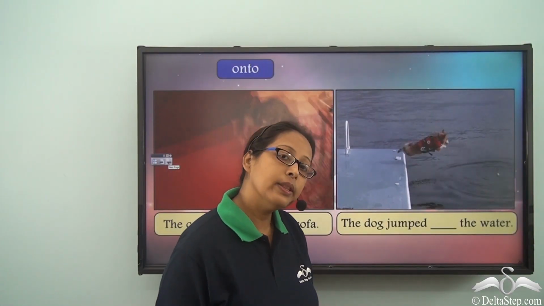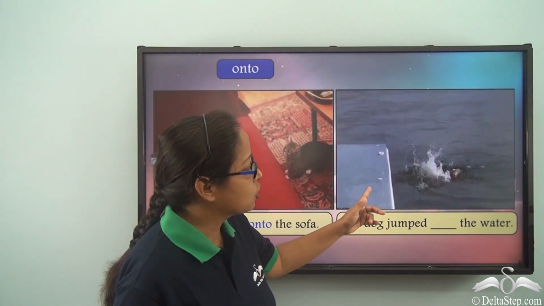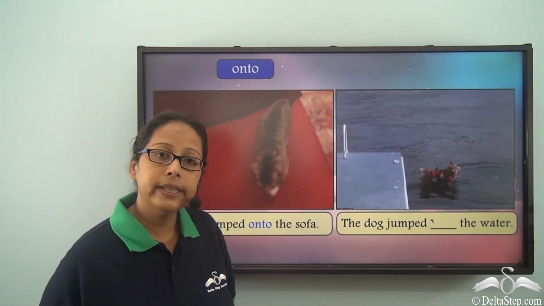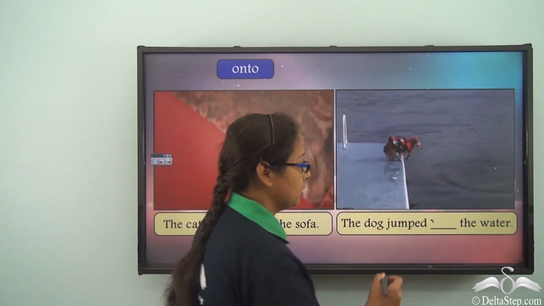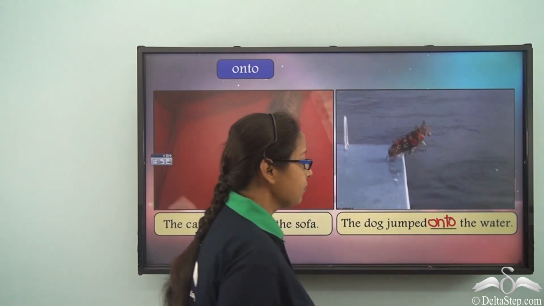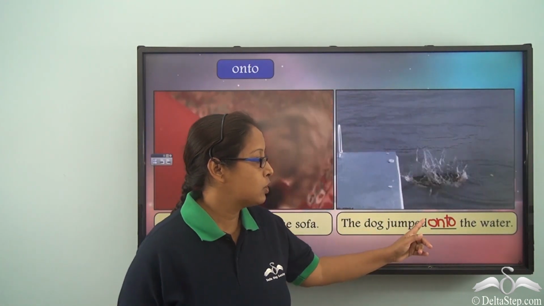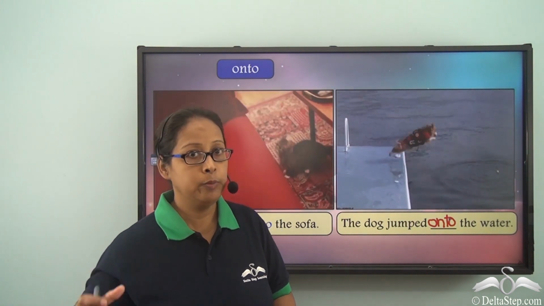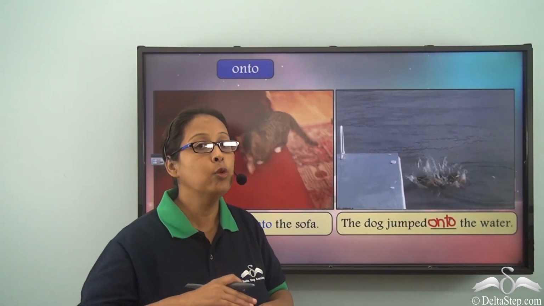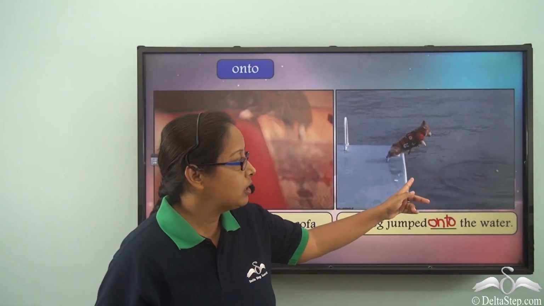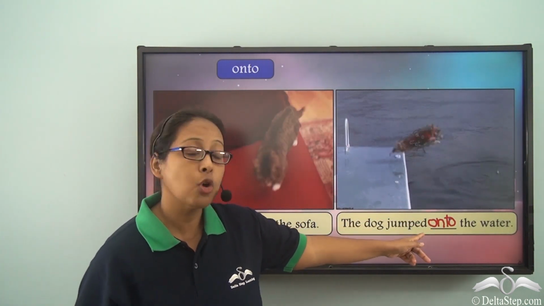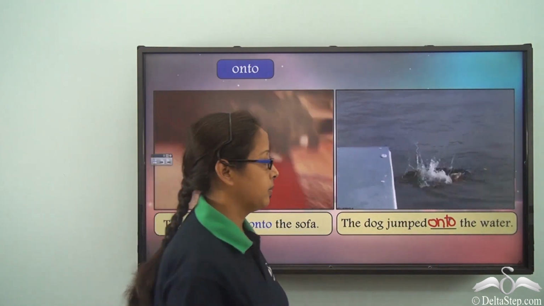The dog jumped dash the water. Now we can see in this picture that the dog is jumping somewhere. So there's a movement involved. Can we say that the dog jumped onto the water? If we say the dog jumped onto the water, we are talking about a movement which is happening. But when we use onto, we mean jumping or moving onto a surface. Over here, there is no surface that the dog is moving into. So therefore, we cannot use onto for such a sentence.